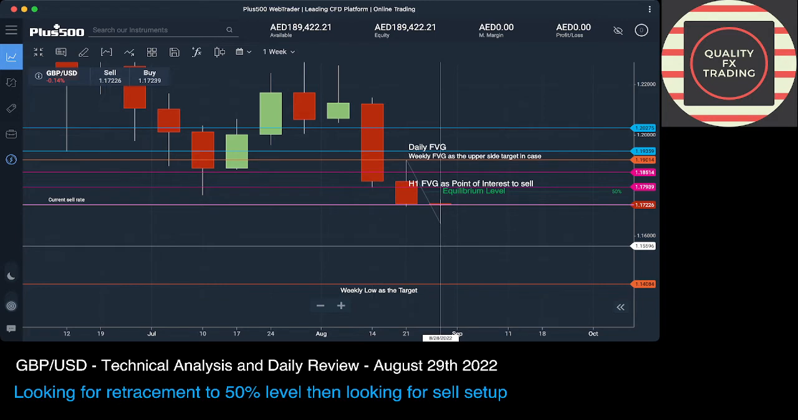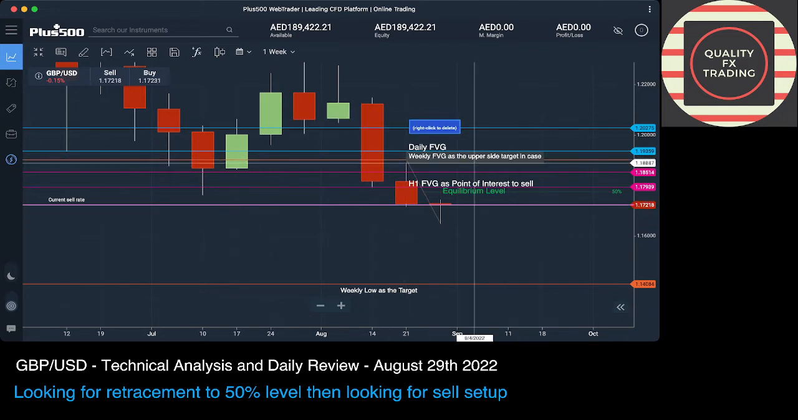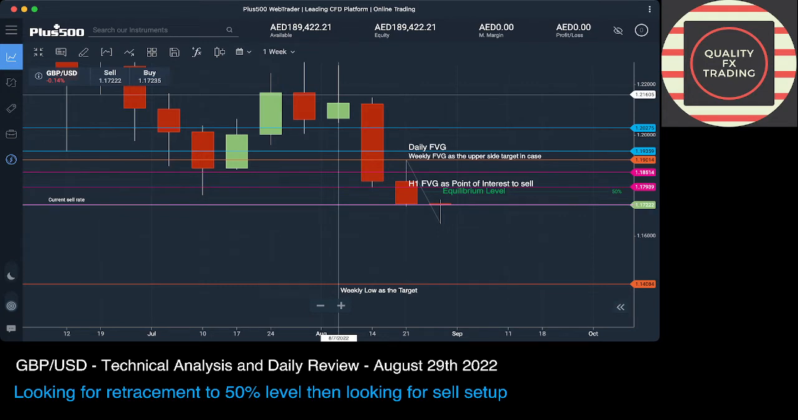But the second scenario, which we can expect to happen as a second chance with a lower probability, that can be a kind of retracement to this weekly fair value gap. What you can see on the screen is a weekly chart. Actually, I started as usual with the highest time frame to do the proper top-down analysis, starting from higher time frame to the lowest time frame for you.